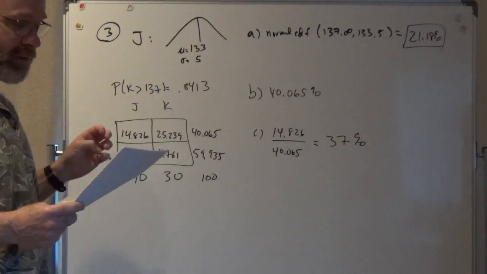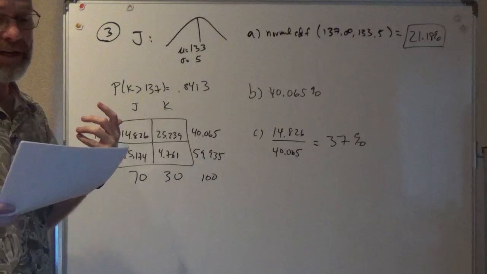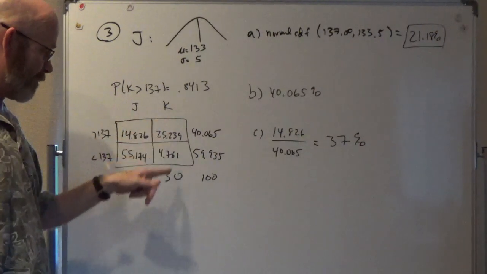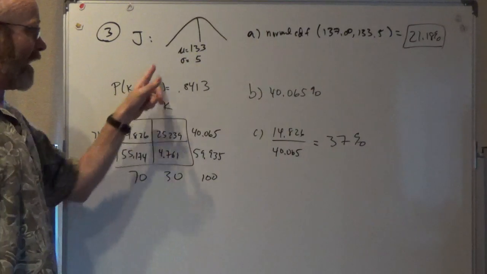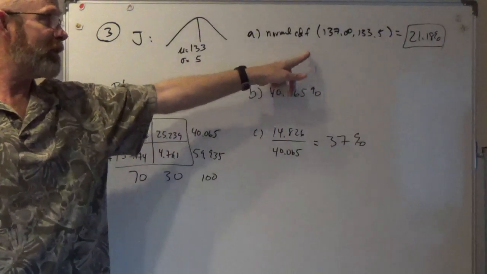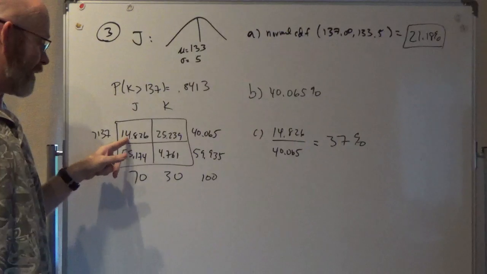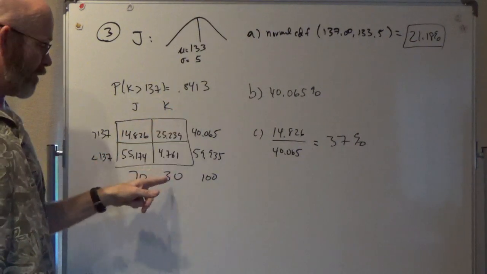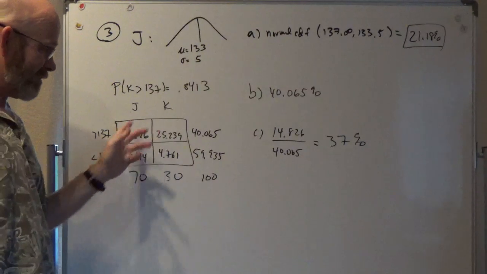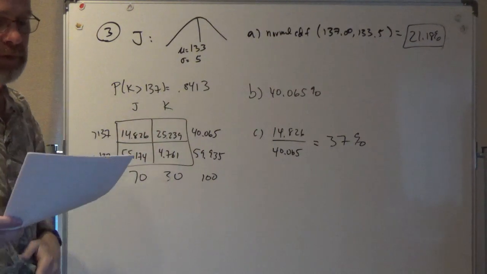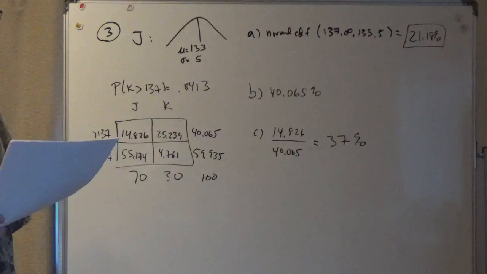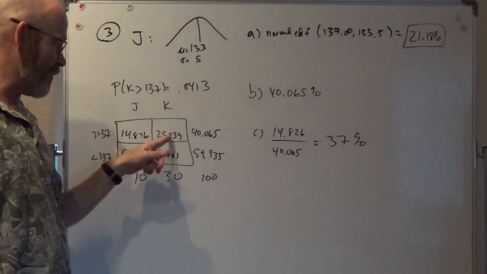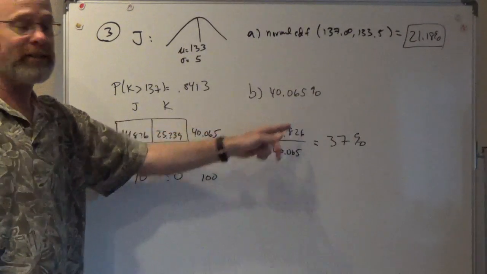So then for melons that grow short, 70% come from J, 30% from K. So I just drew this little chart, 70% from J, 30% for K. For J, the probability of over 137 was 21.18%, so that's that percent of that. And then for K, it's 84.13% of that number is 30, just everything else added up. And then if we pick a melon at random, what's the probability that it's greater than 137? So we're just adding this one and this one, so 40.065%.